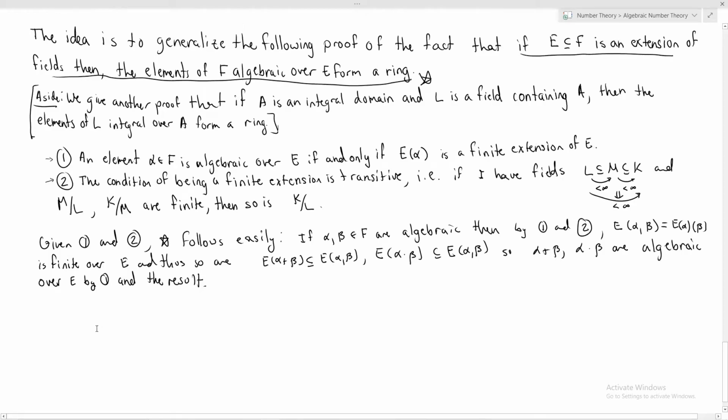So the goal for the rest of the lecture is to come up with analogs of 1 and 2 and prove integral elements form a ring.